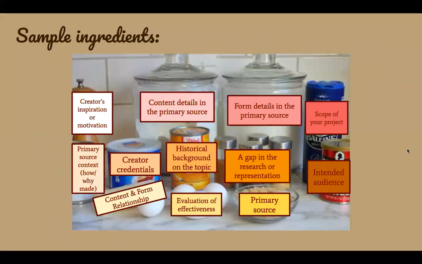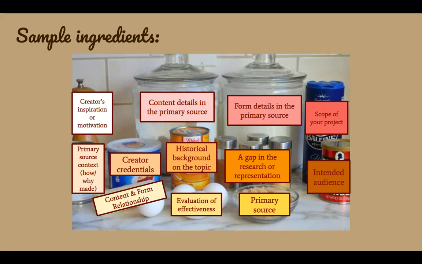Some sample ingredients of what you might find in an introductory section, depending on the type of project that you're producing, include the following. Perhaps you talk about the creator's inspiration or motivation for developing the primary source. You might discuss or preview content details in the primary source, form details in the primary source. So that could be content, of course, being the message or argument, form being the medium or the way that it's conveyed. You might talk about the scope of your project, right? Like how substantial it's going to be, what you choose to cover, why it is that you're covering what it is that you are.